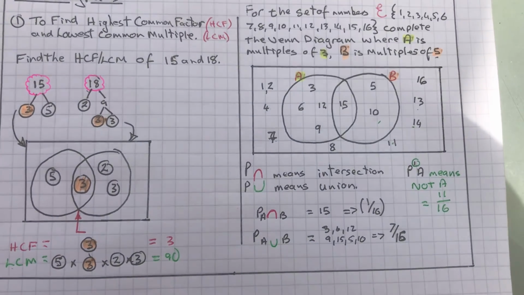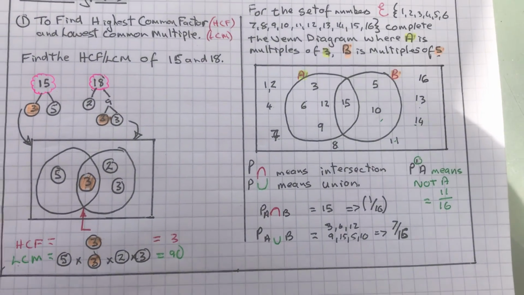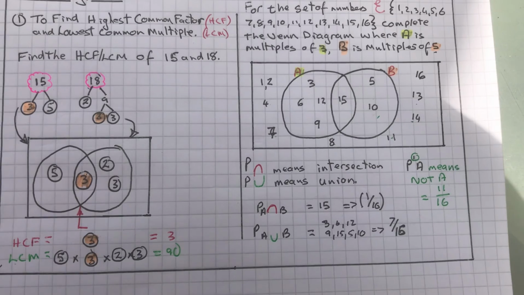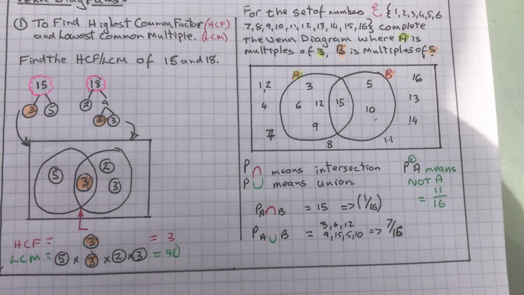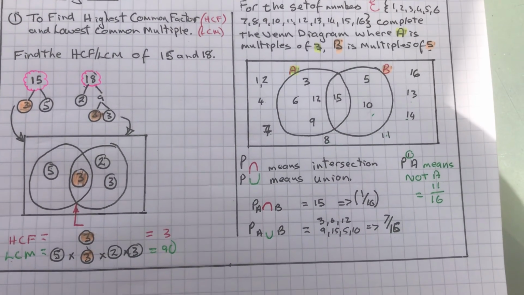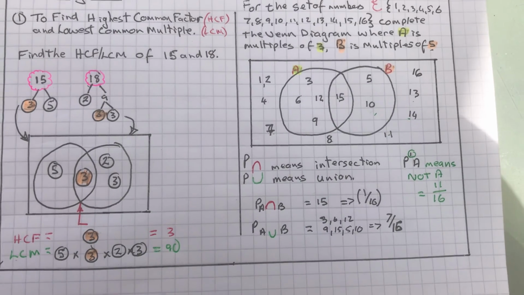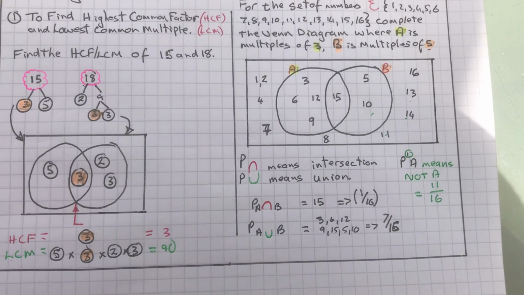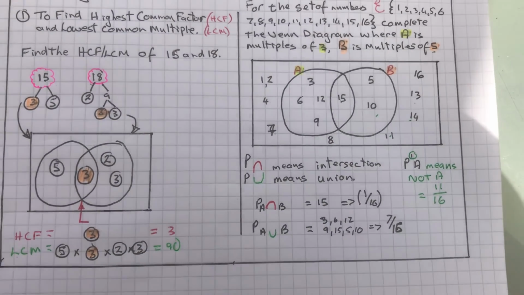What's the probability of P dash A? The dash stands for not, which means how many numbers are not inside A. Well, 3, 6, 9, 12 and 15 are inside A, which means 11 numbers are outside it. So the probability of P dash A is 11 out of 16.